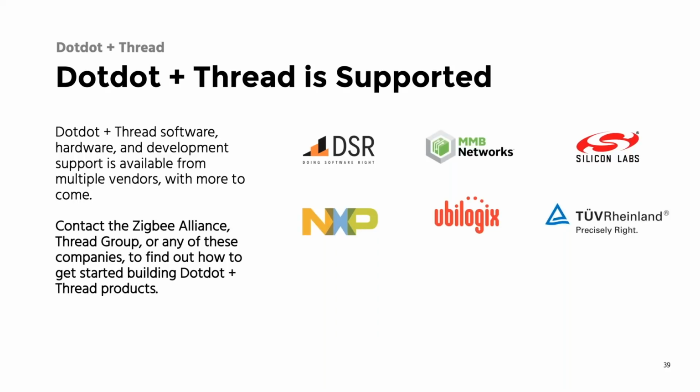And one of the most important things is that Dotdot over Thread is supported. So Dotdot and Thread software, hardware, and development support is available from multiple vendors with more to come. These on the screen are some of the companies, including mine, that worked on the Dotdot spec and built devices to take them all the way through to ratification. But there are a lot more companies involved in both organizations that support Thread and Dotdot at all layers of the solution. So please contact the ZigBee Alliance or Thread Group, contact these companies, or go on the ZigBee or Thread website to learn more about the products and vendors that can support Dotdot and Thread.